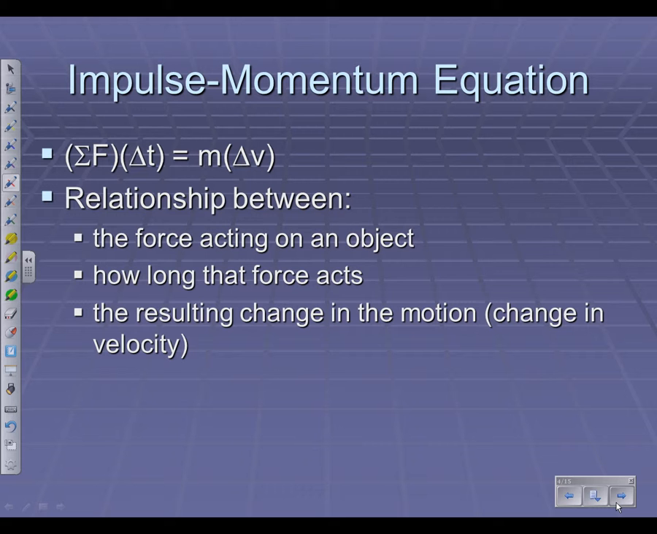So the impulse momentum equation, which is the next equation that shows the bottom of the curve, relates the force that's acting on the object, how long that force acts on the object, and the resulting change in its motion. So the sigma F, the delta T, and the delta V.